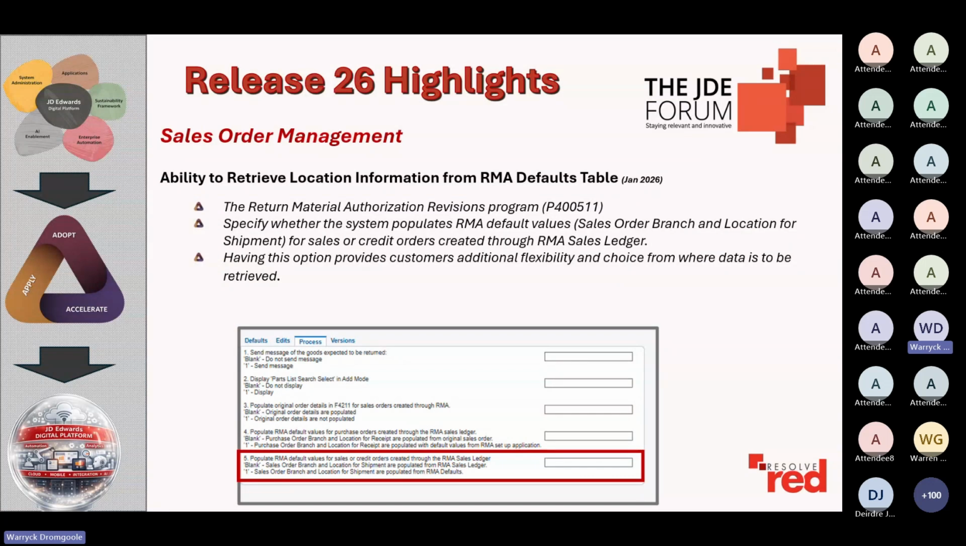On the sales order management side, we have the ability to retrieve location information from the RMA defaults table. An additional processing option has been added to the return material authorization revisions application, which is the P400511, where one can now specify if the sales order branch and location is populated from the RMA sales ledger or from the RMA defaults. So this provides additional flexibility from where the data is retrieved.